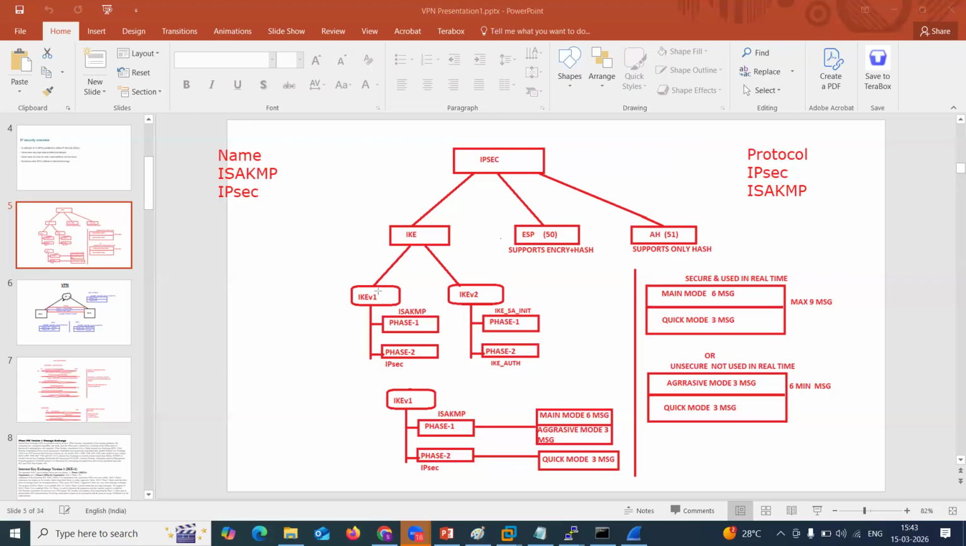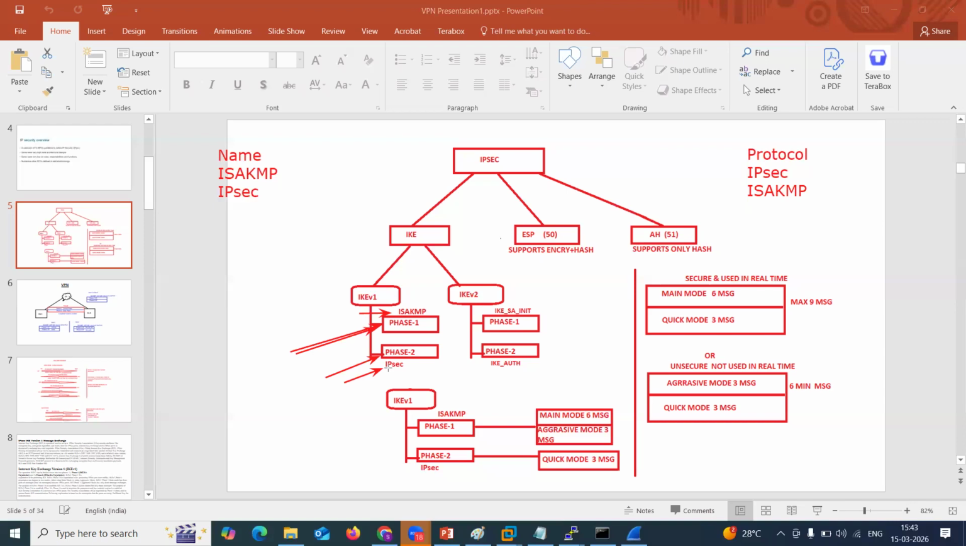Fine. Now here there is a little difference in the way you understand the concept. Here, my question is, under IKEv1, what is the name of phase one? Name. I'm not asking about protocol. What is the name? Name is ISAKMP. So what you understood is, if the name of phase one is ISAKMP, then for phase one main mode, only ISAKMP should be used. And if the name of phase two is IPsec, then IPsec protocol should be used. You got this type of confusion.